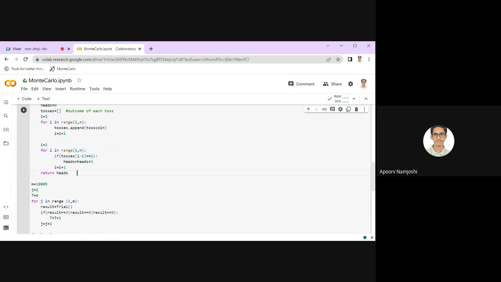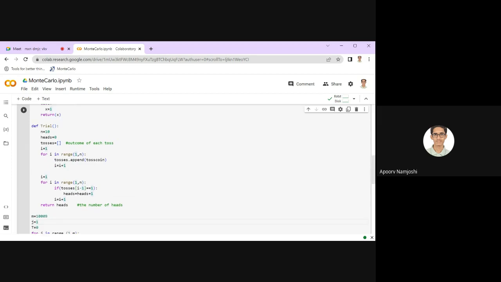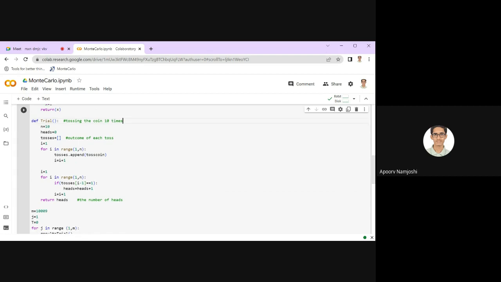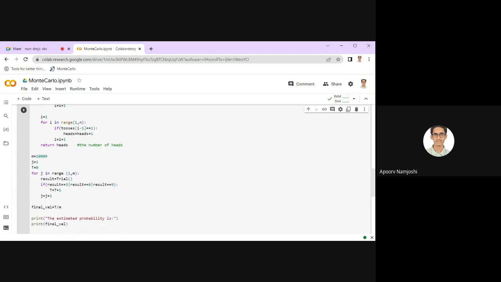So in one such trial, we find the number of heads we got. Then the same entire trial of tossing the coin 10 times is repeated again and again, and every time for the number of times we get the results we want, we keep this variable t. Every time the result is either 3 or 6 or 9, we increment t, and then we conduct another trial.